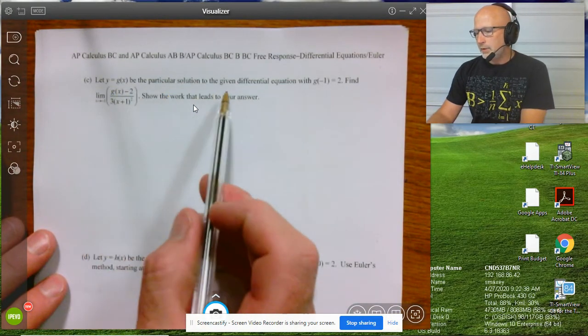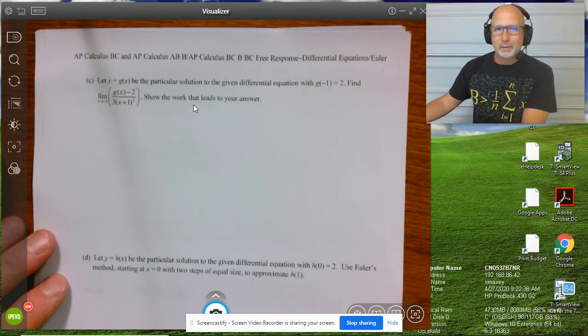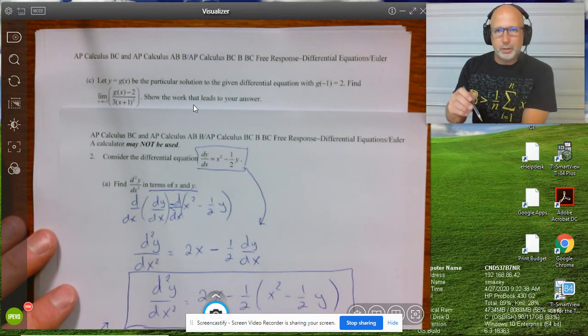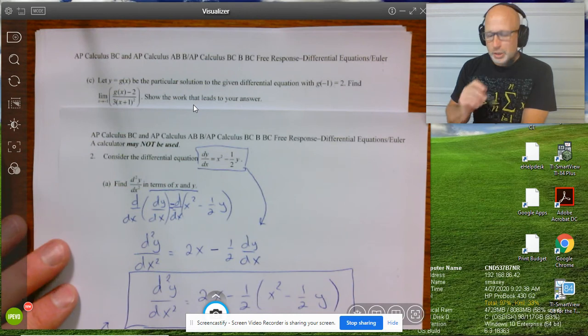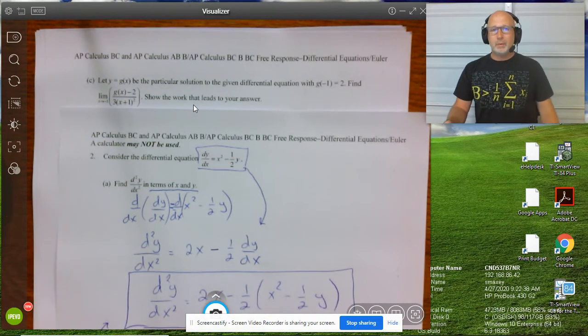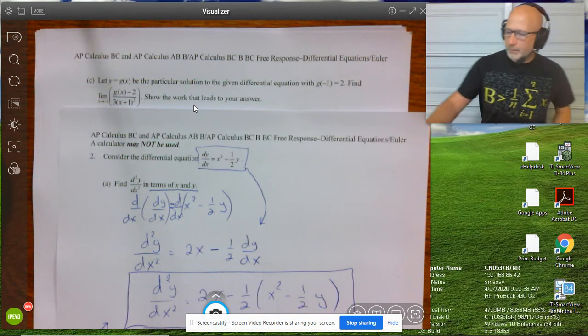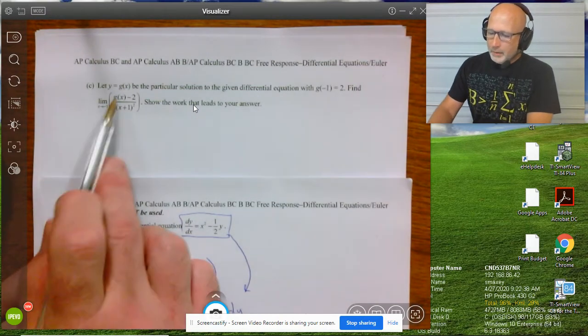Okay, let y is equal to g of x be a particular solution to the given differential equation given this. What in the heck does that mean? Okay, here's what that means. If it is a solution, that means when you plug it in, it works. So if I took the function g and plugged it into this differential equation, it would work. It would absolutely work. So when I take the derivative of it, it will give me this.